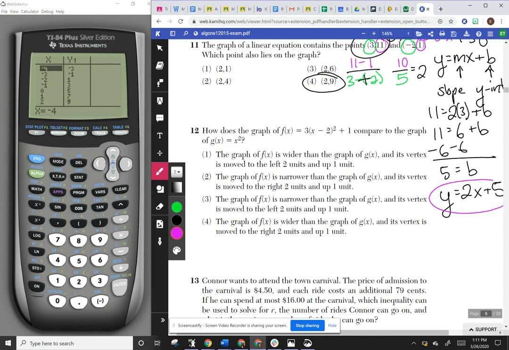Okay, 12. How does the graph of f of x equals 3 times (x minus 2) squared plus 1 compare to the graph of x squared? So this here is what we call a parent function. And the parent function is of the form a times (x minus h) squared plus k.